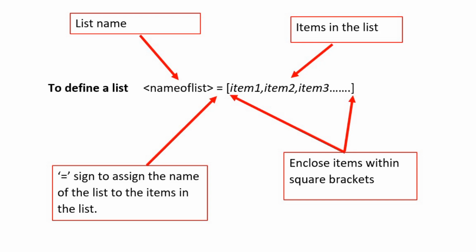Lists. Python stores arrays as lists. To define a list, you will need a list name. We give the list a variable name, followed by an equal sign, to assign the variable name to items in the list. You will have to enclose the items within a list within square brackets.